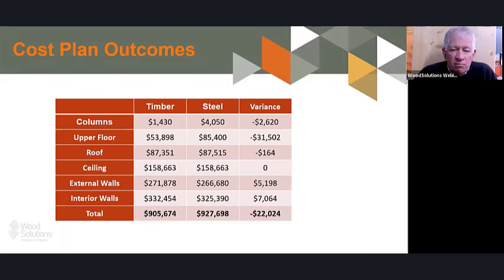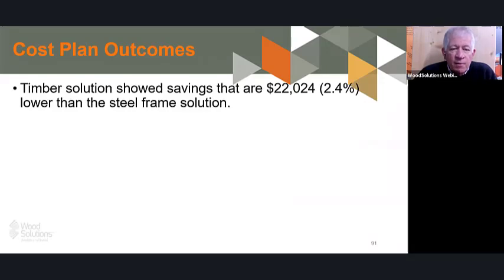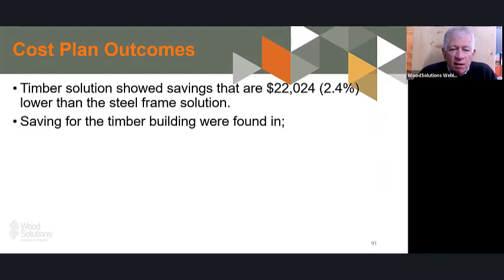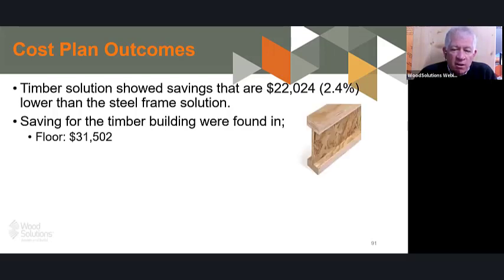So the total solution, in effect, the timber just came out slightly ahead, but pretty similar in cost. The timber solution showed savings of $22,000, 2.4% lower than the steel framing solution. Savings in the timber building were found in the floor, $31,000, and effectively that's those I-joists. They're a bit of a wonder product, but I'd also remember that floor trusses can be used. The column was also cheaper because of what I just said.